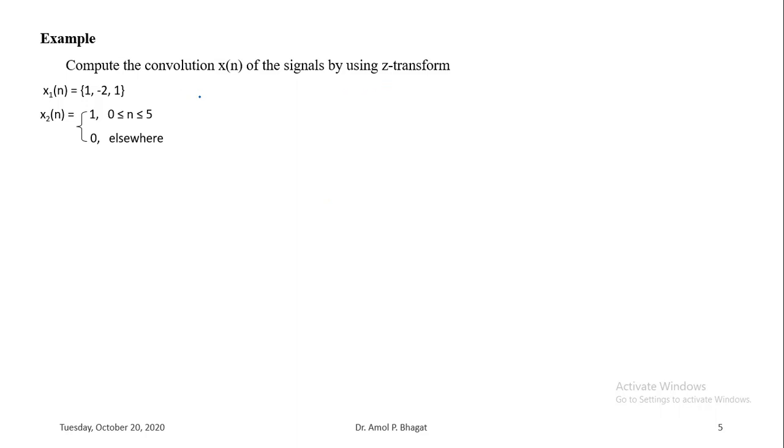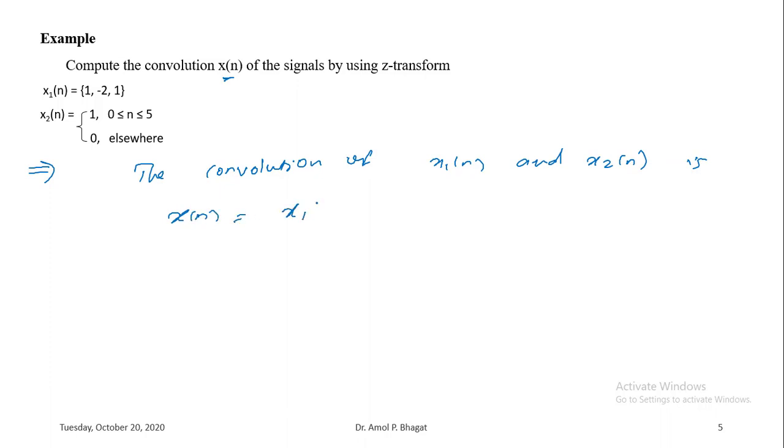So let's try to solve this example. Here we are computing the convolution x of n of signals x1 of n and x2 of n by using z transform. The convolution of x1 of n and x2 of n is represented as x of n, and it is x1 of n convolved, with the star operator being the convolution operator, with x2 of n.